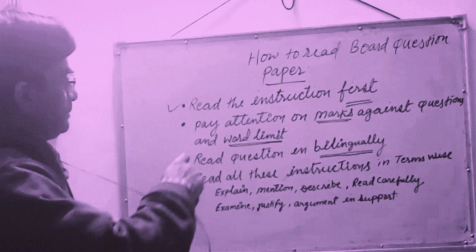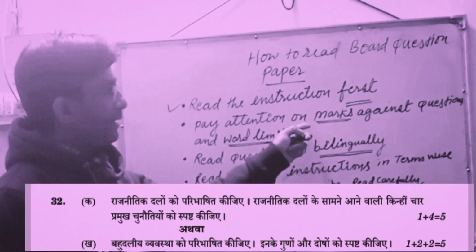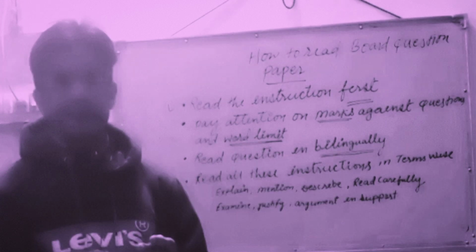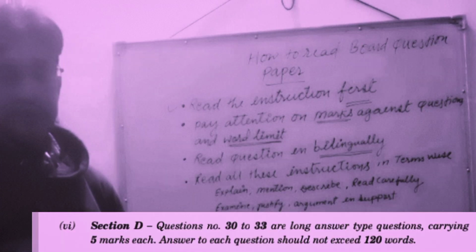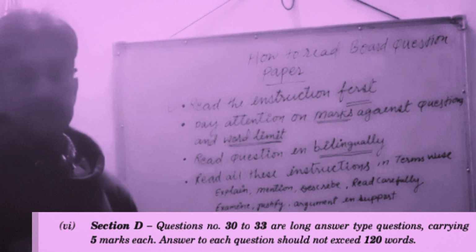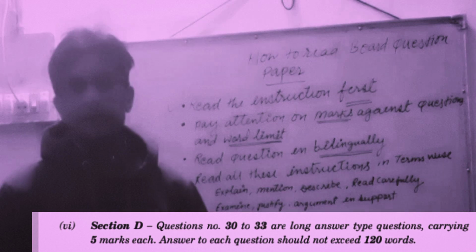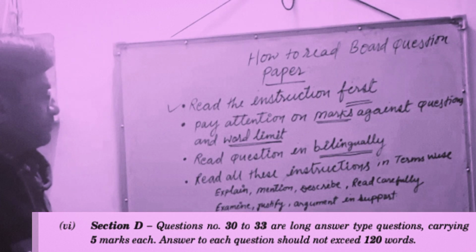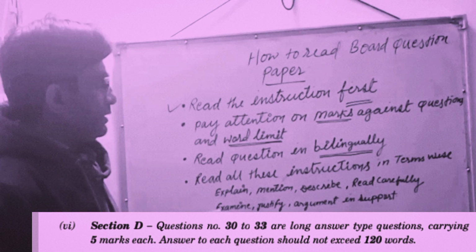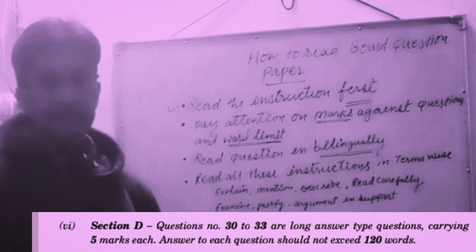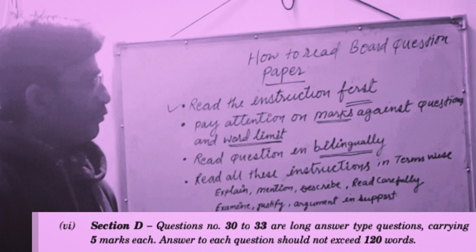Second thing, pay attention to the marks against the question and the word limit. Actually, there are many questions in the board exams according to subject, such as SST, geography, history and political science. So you will find different types of questions, and for all these questions the marks are written against the question, along with the word limit.